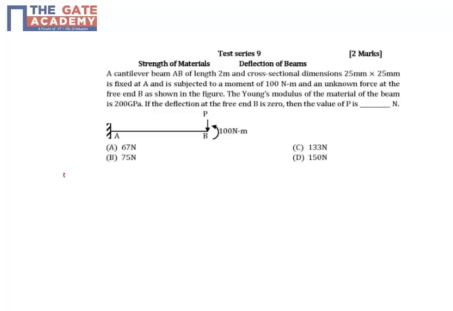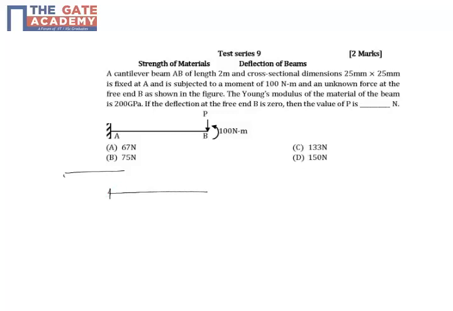Let us discuss another question from strength of materials. So basically we have a cantilever beam where we have an end load and a moment, and the deflection at the end B is 0. Then what is the value of P?